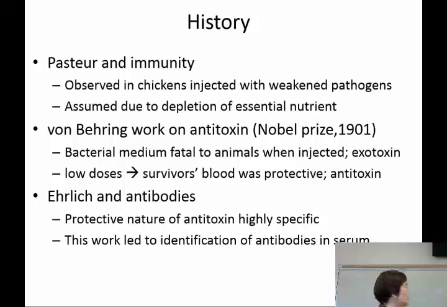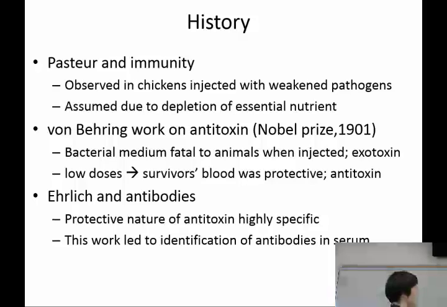Okay, so he saw that when he injected chickens with a weakened pathogen, one that normally would make them very sick, they would develop immunity against it. Now, he had some ideas about why that might be that were wrong. This guy, von Behring, was working on antitoxins. He won the Nobel Prize at the turn of the last century.